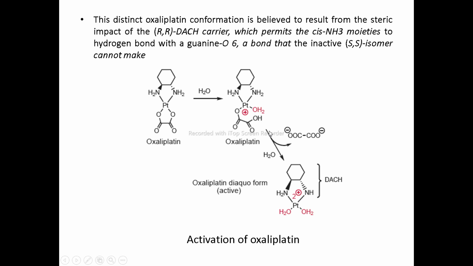Then later on, by the removal of the dicarboxylate anion, and again by further hydrolysis, this platinum complex gets attached to two water molecules. So it becomes a highly electron deficient species. As we know, once the highly electron deficient species is formed, it can easily attack the N7 or the O6 of the guanine of the DNA base pairs, and thereby it can alkylate the DNA.